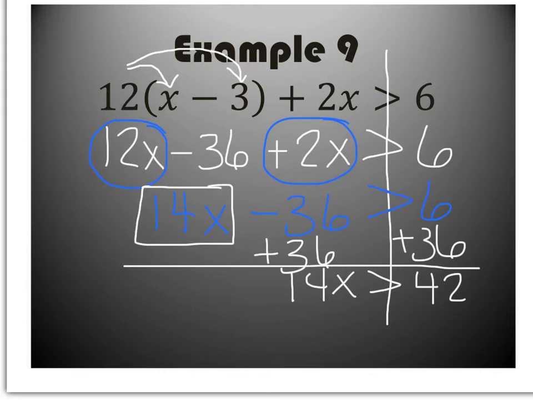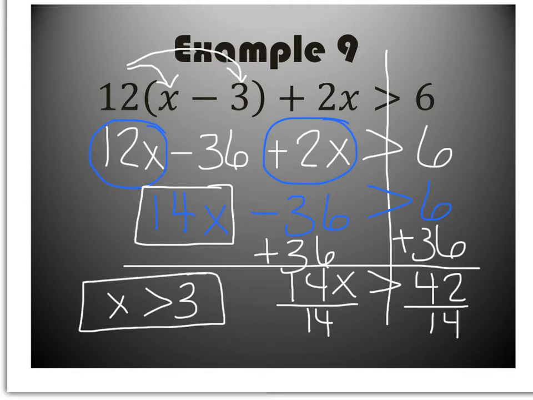Now in order to get x by itself, we divide by 14 on both sides. And if memory serves me correctly, we would have x is greater than 42 divided by 14, I believe, is 3. So our answer then is x is greater than 3.